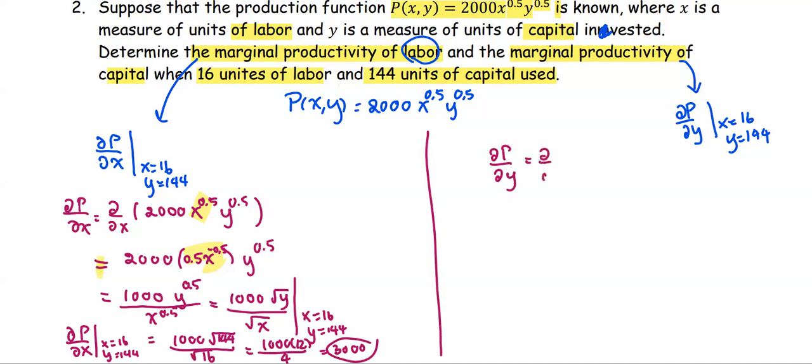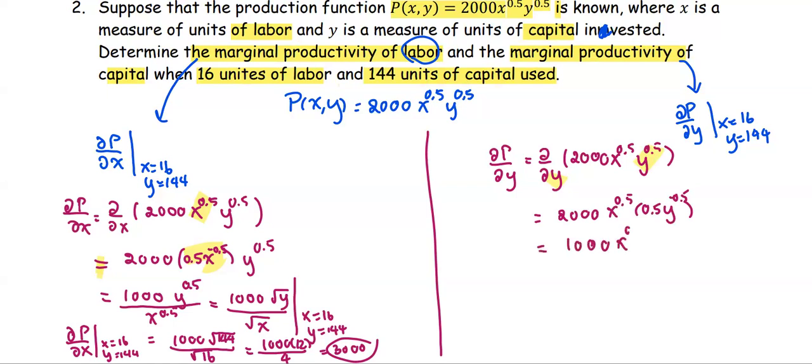We find the partial derivative with respect to y of the function 2000 x to the 0.5, y to the 0.5. When you find the partial derivative with respect to y, we're going to treat y as the variable, so the rest is going to be treated as a constant. In this case, 2000 is a constant multiple, x to the 0.5 is a constant multiple. So we find the derivative of y to the power 0.5 using the power rule. It is 0.5 times y to the power negative 0.5. And then simplify to be 1000 times x to the 0.5.